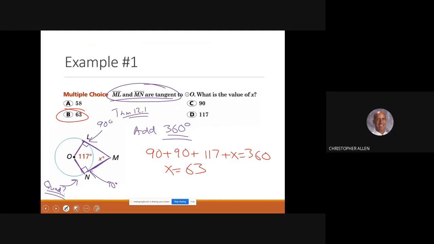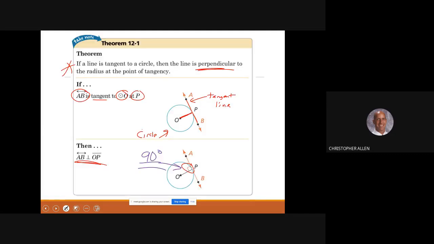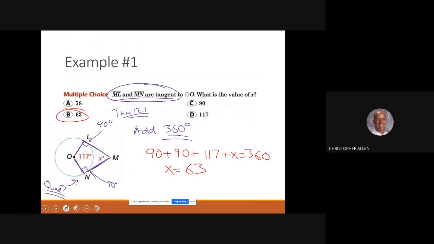Does anybody have any questions on this example? Was that too difficult, or was that not too bad? That's not too bad. So we used what we did here on this last slide to figure out these guys were 90, but then we had to go back to stuff we learned in the past, and that was that the quadrilateral angles all add up to 360.